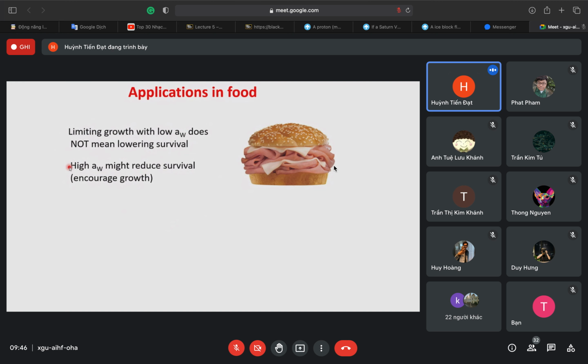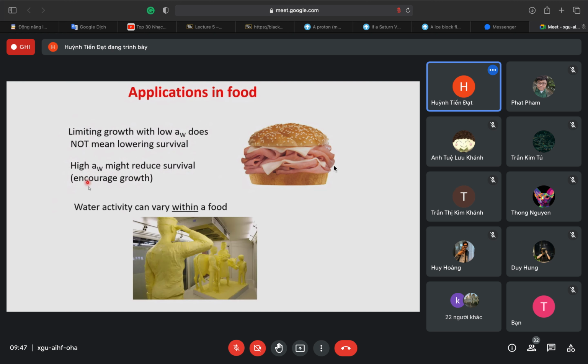When you got food in high water activity, the growth is good, but the survival is reduced. So if you try to apply any restoration stage, this should be effective compared to very low water activity. So water activity can differ within a food.